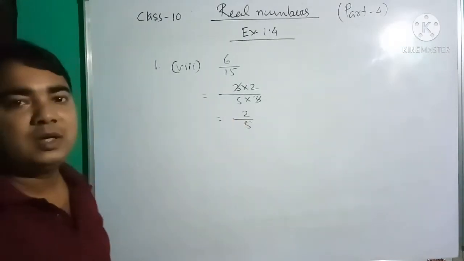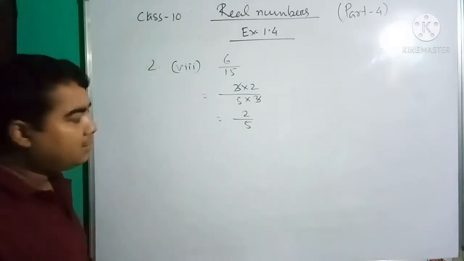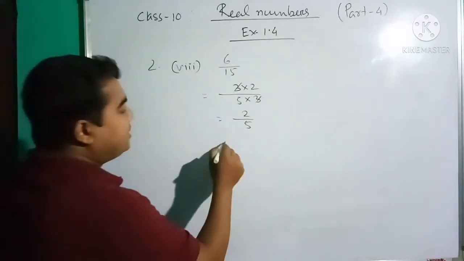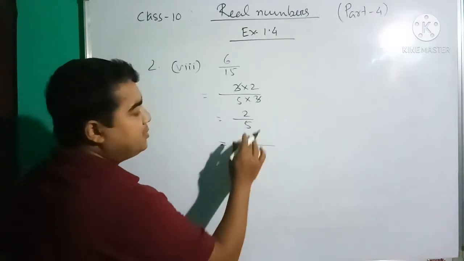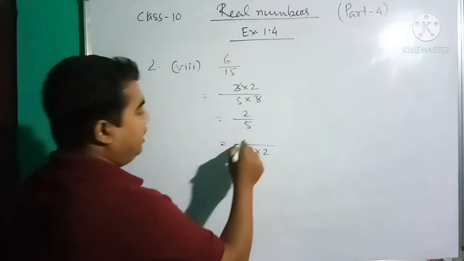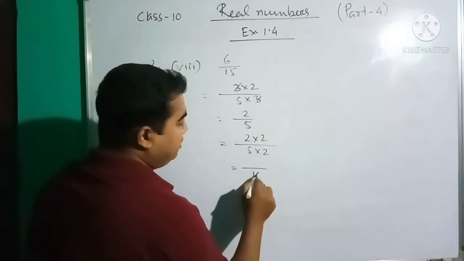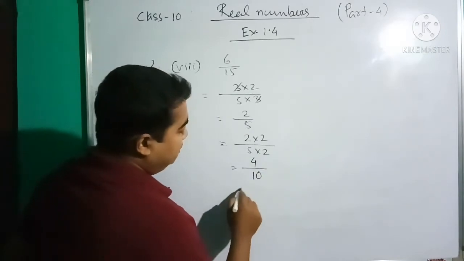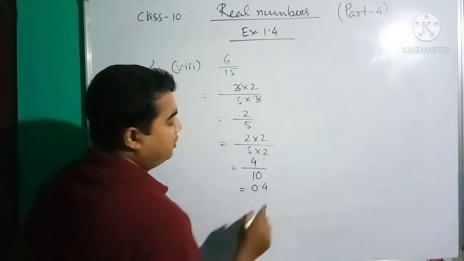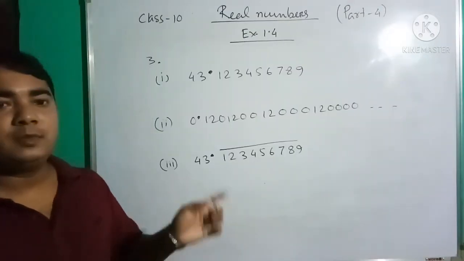But according to question number 2, now change the question number. You can write it as question 2, Roman number 8. Write its decimal expansion. See, 5 how many times? 1 time. So multiply by 2 one time, and the same 2 multiplied with the numerator. Then the answer is 4 over 10, that is 0.4. That is your answer. Okay, now proceed to question number 3.